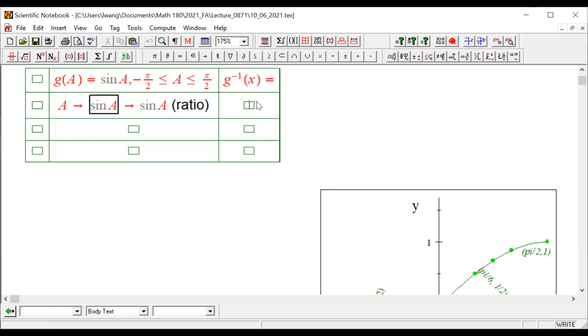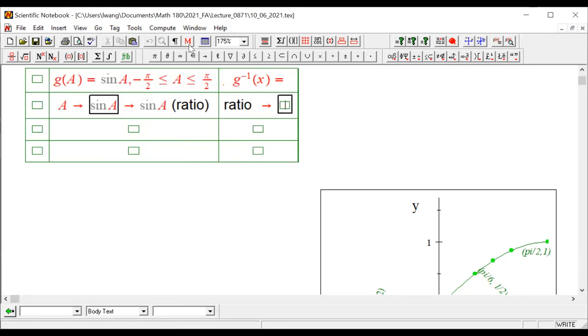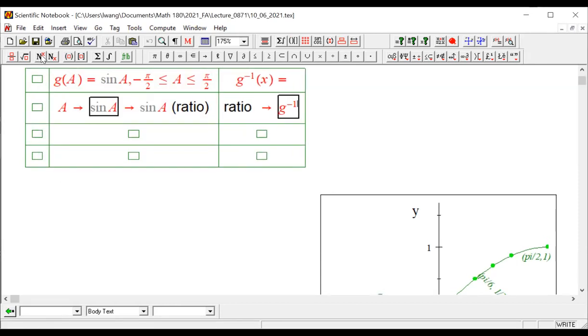I know that this new function is going to swap the input and output. The input is going to be a ratio. Whatever this function is going to be, we know this is going to be G inverse, so don't worry about its name. And this G inverse is going to produce angles.